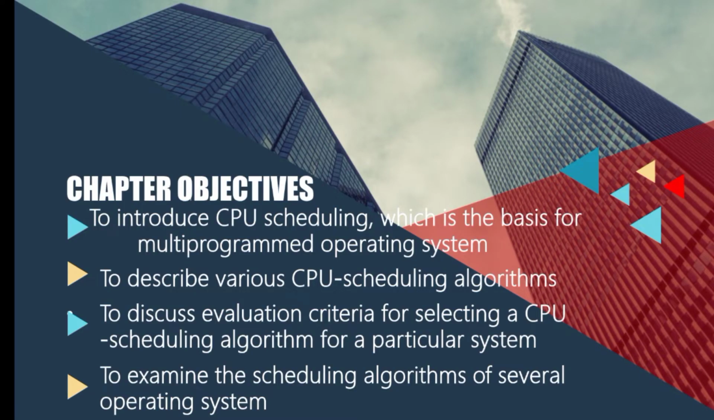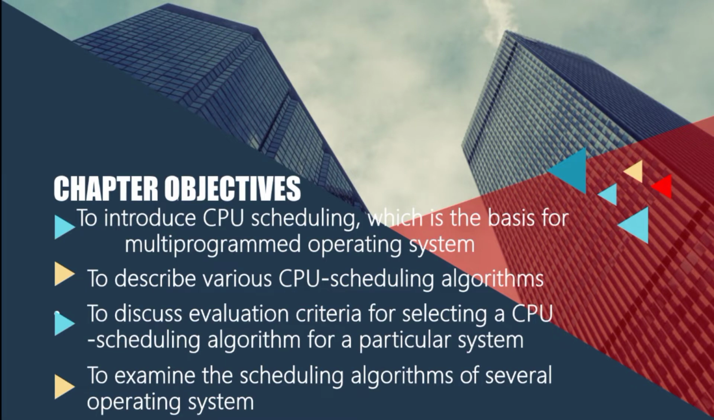The chapter objectives. First is to introduce the CPU scheduling, which is the basis for multi-program operating system. Second, to describe various CPU scheduling algorithms. Third, to discuss evaluation criteria for selecting a CPU scheduling algorithm for a particular system. And the last is to examine the scheduling algorithm for several operating systems.